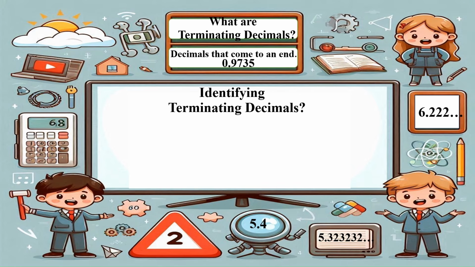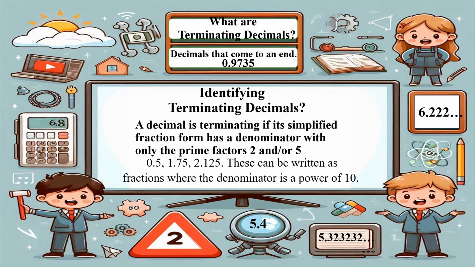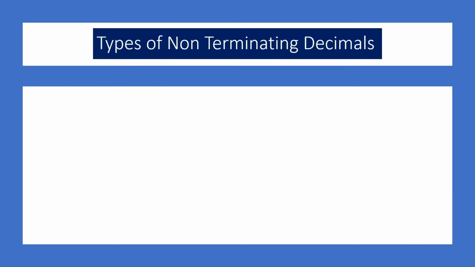Now how to identify whether a given decimal is terminating? A decimal is terminating if its simplified fraction form has a denominator with only the prime factors 2 or 5, or 2 and 5. Some more examples: 0.5, 1.75, 2.125. These can be written as fractions where the denominator is a power of 10. Next, let us try to understand the different types of non-terminating decimals.